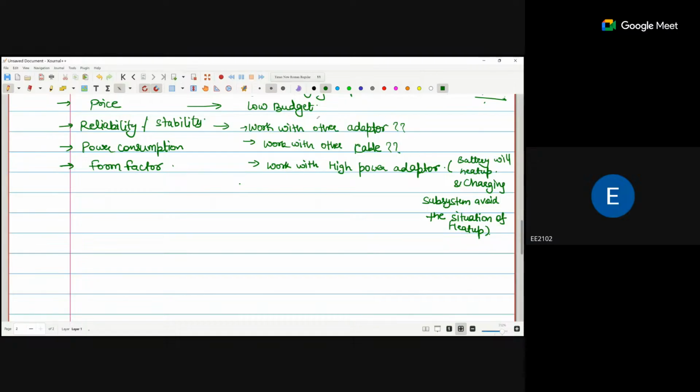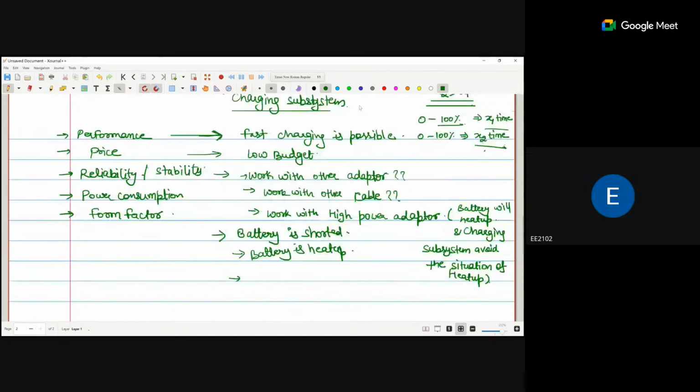Then one major question arises: what happens if your battery is shorted? Along with that, if there is high power, similarly the battery will heat up. So all these things decide the stability.